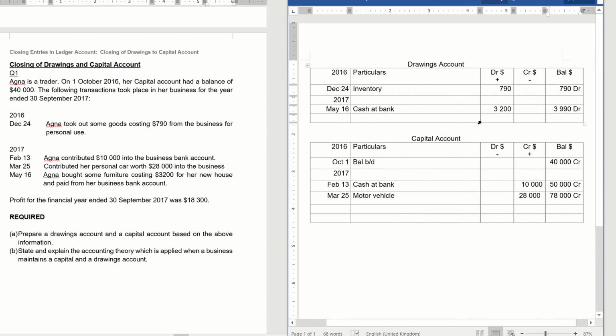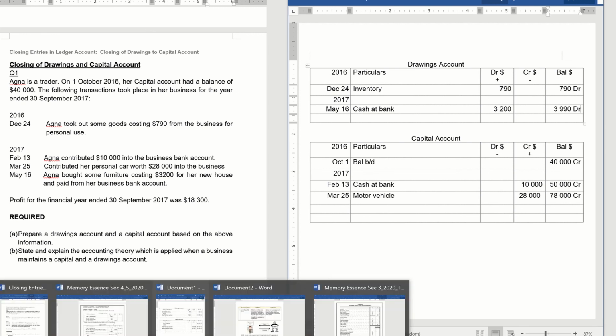So what you did was you do a balance brought down and you end it off. But something to take note of is that the drawings carried out for the year will not have a balance brought down for the next year. Meaning whatever withdrawal you have this year should be closed and then transferred to your capital account. So how do we do that?